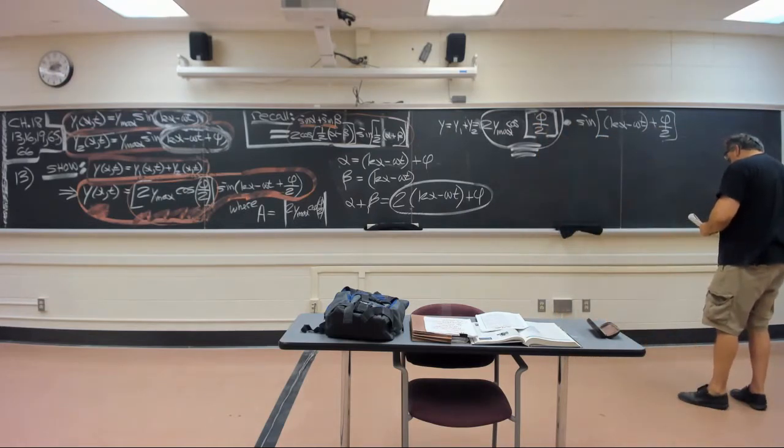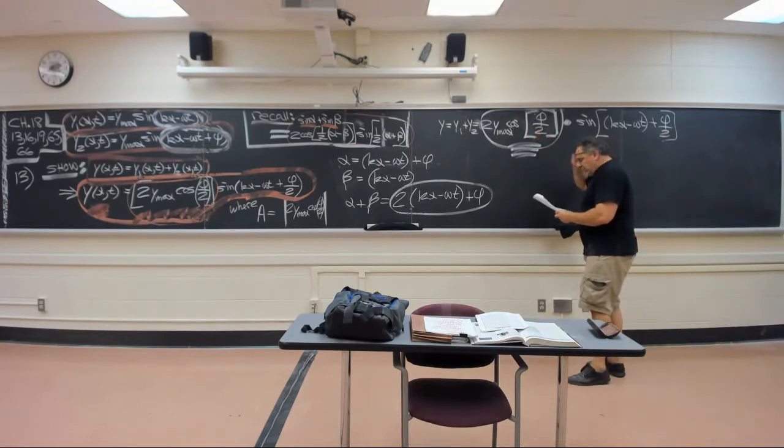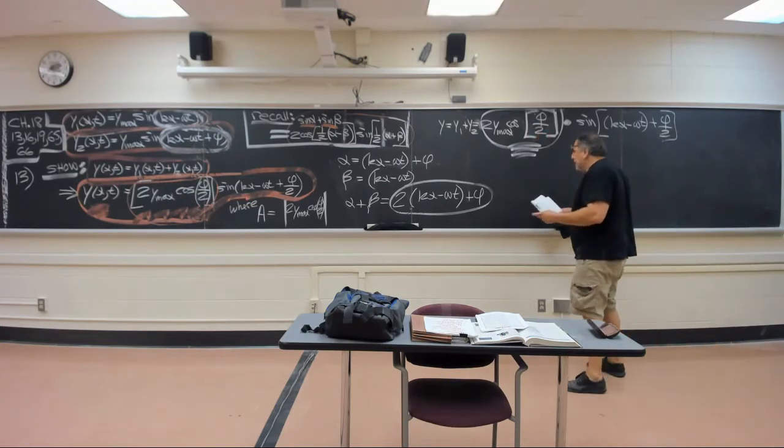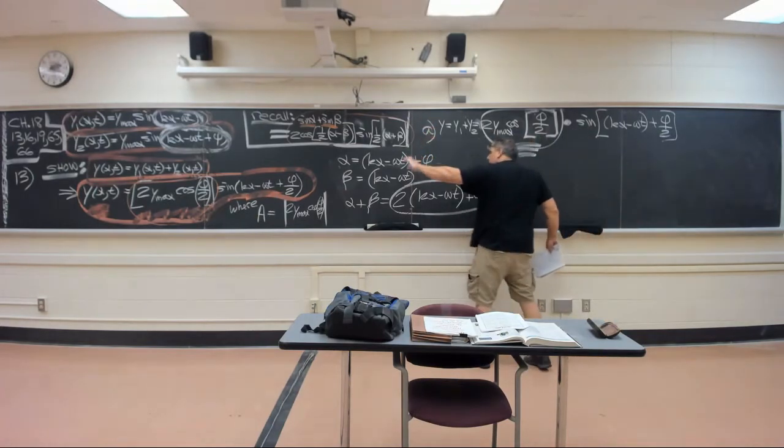Since the sine function oscillates between plus and minus, the constant, this right here, will give you the amplitude. It's as simple as that. That was A. That's the end of the day, guys.